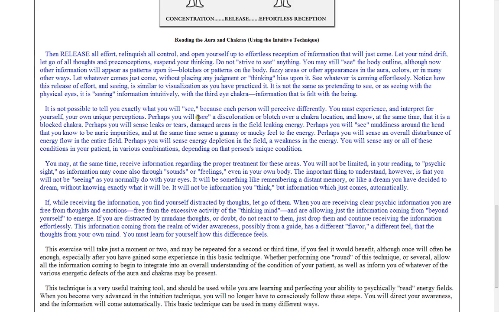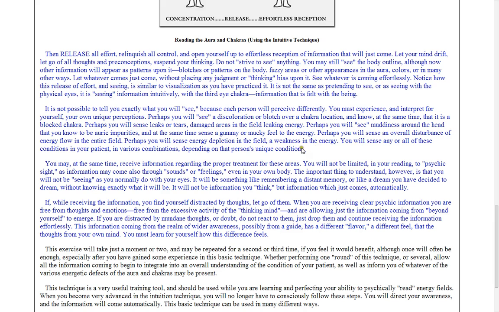Perhaps you will see a discoloration or blotch over a chakra location and know at the same time that it is a blocked chakra. Perhaps you will sense leaks or tears or damaged areas in the field, leaking energy. Perhaps you will see muddiness around the head that you know to be auric impurities, and at the same time sense a gummy or mucky feel to the energy, to the vibe, the vibration.